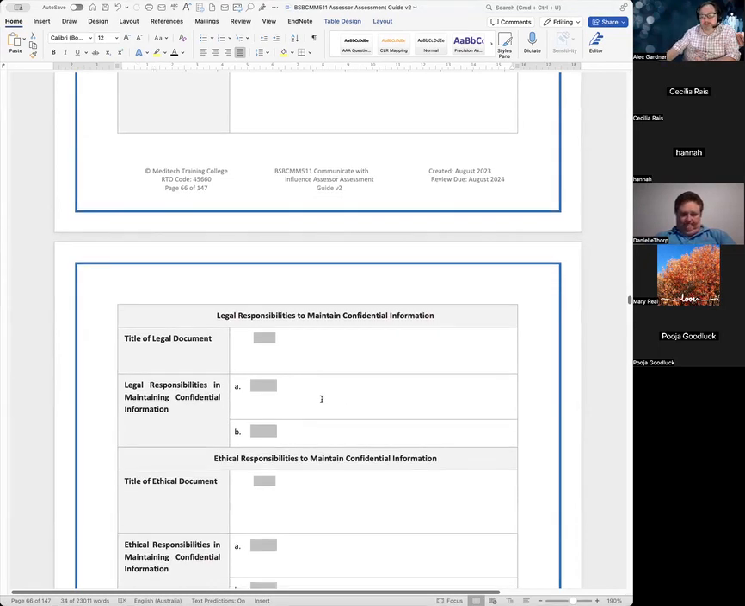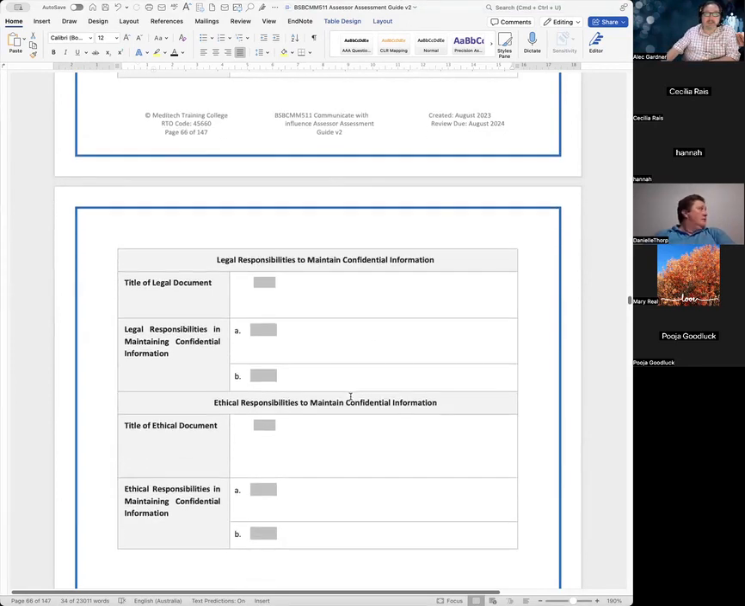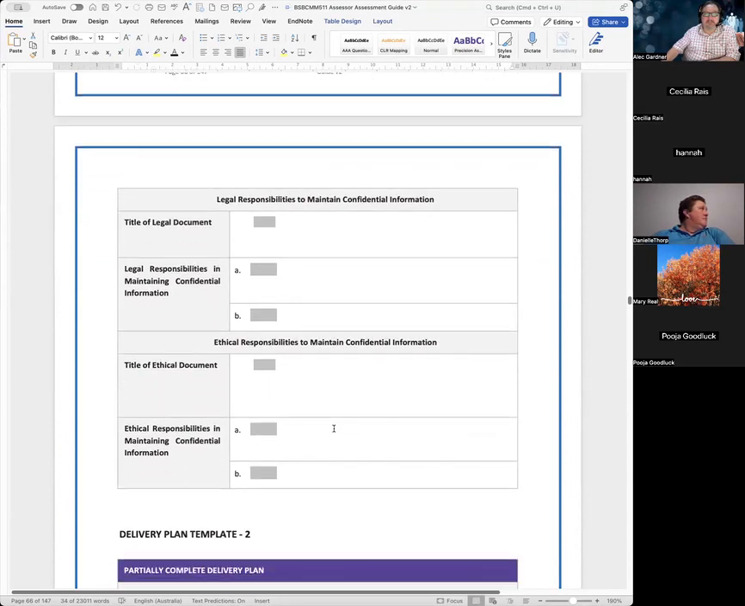So legal responsibilities is always going to be your Privacy Act. It may be any ethics documents that Bounce has. Do they have a code of conduct? So then you're going to be looking at the ethical responsibilities to maintain confidential information. So title of the ethical document. So all you've got to do is say what's the title of it? Two areas: ethical responsibility and maintaining confidential information.